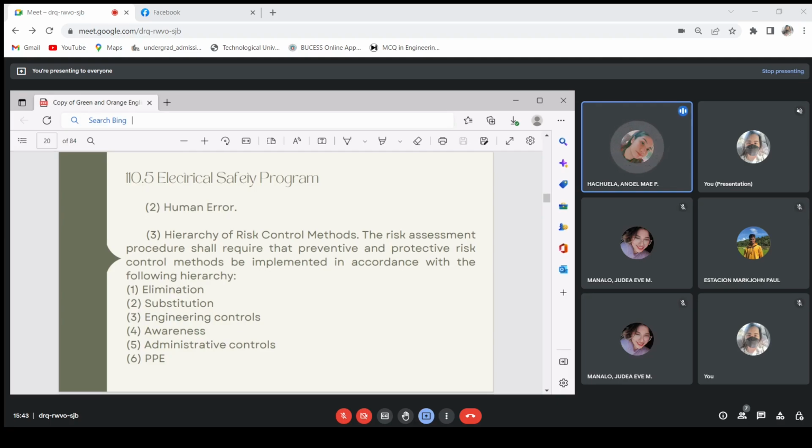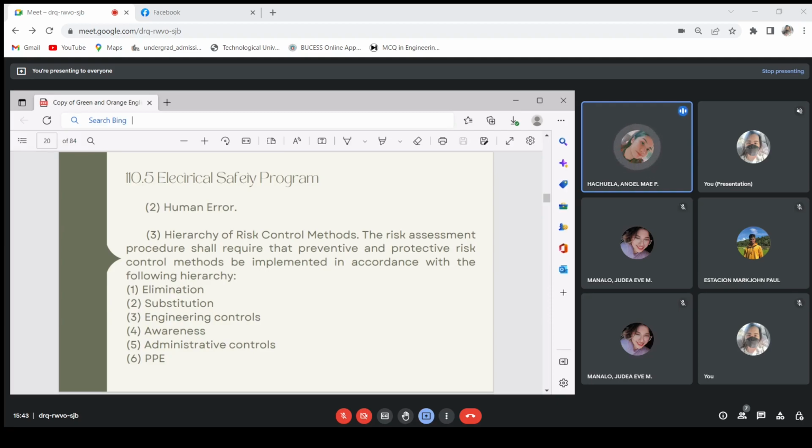Number 3 is the hierarchy of risk control methods. The risk assessment procedure shall require that the preventive and protective risk control methods be implemented in accordance with the following hierarchy. So, number 1 is elimination. Next is substitution. Next is engineering controls, awareness, administrative controls, and PPE.